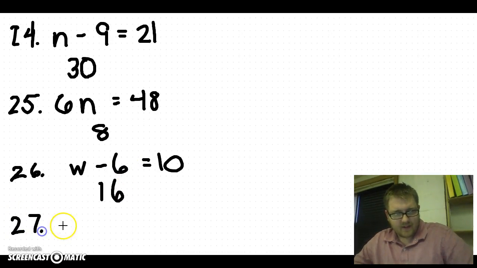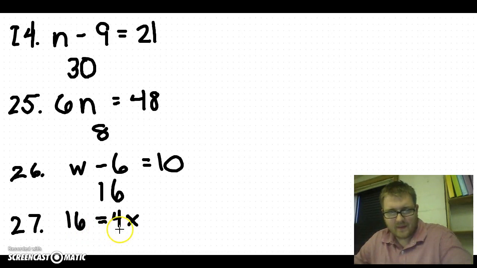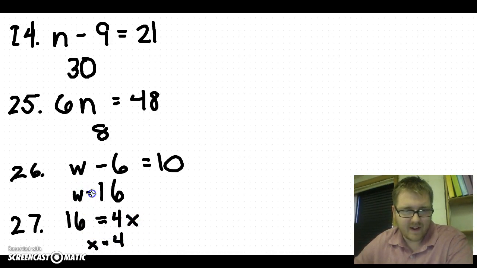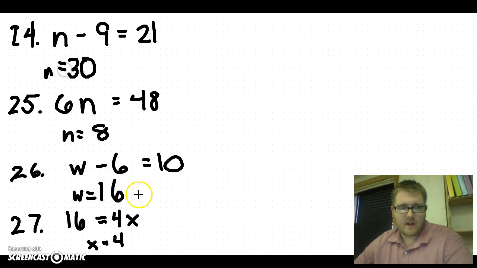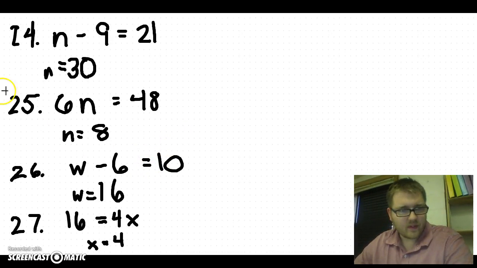For 27, 16 equals 4x. I want to know 4 times what number gives me 16? Well, 4 times 2 is 8, 4 times 3 is 12, 4 times 4 is 16. So we can say x equals 4. I should be writing that out for all of these. But those are my answers for 24 through 27.